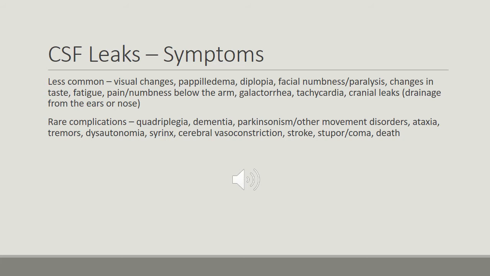Here's where it gets pretty serious too. With quadriplegia, we have dementia, Parkinsonism, or other movement disorders, ataxia, tremors, dysautonomia, syrinx, cerebral vasoconstriction, stroke, stupor, coma, all the way to death. So it gets a bit scary, but buckle up.